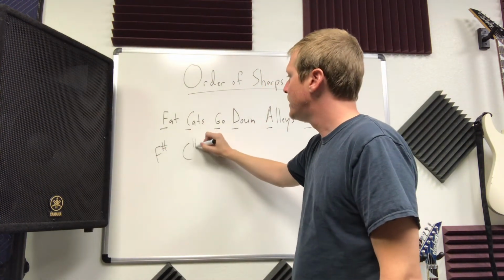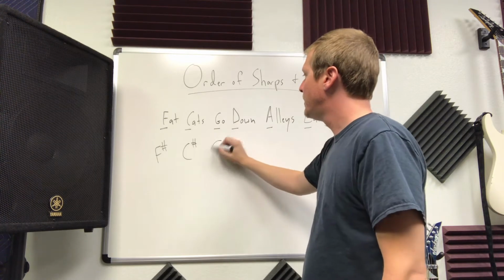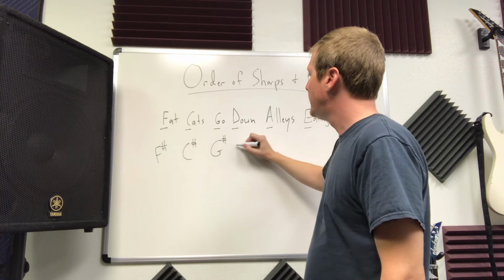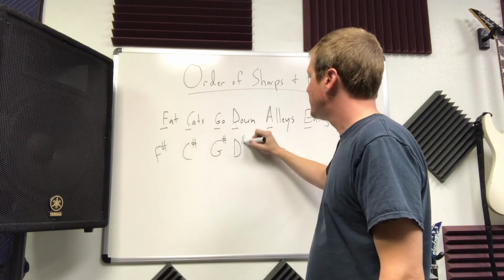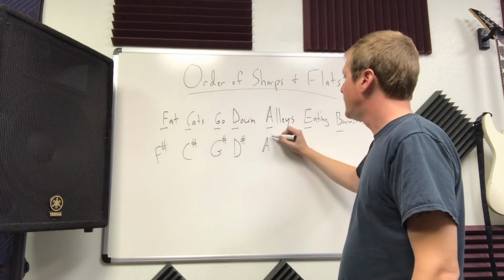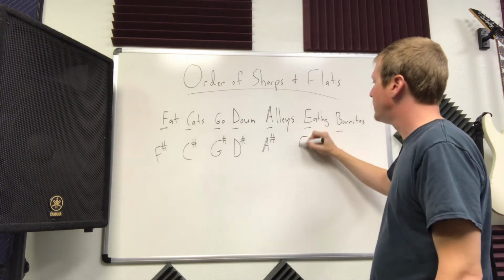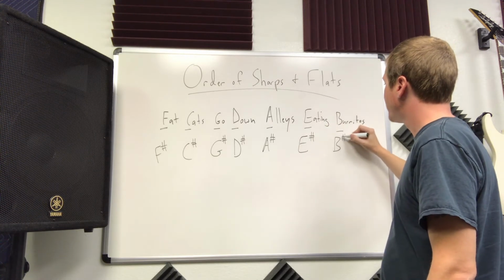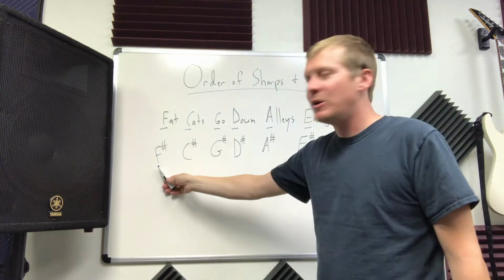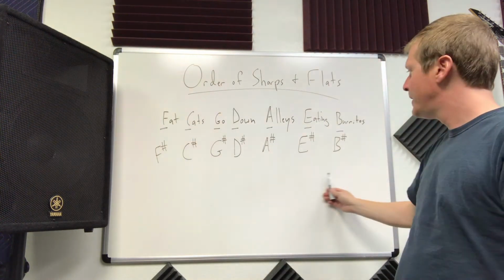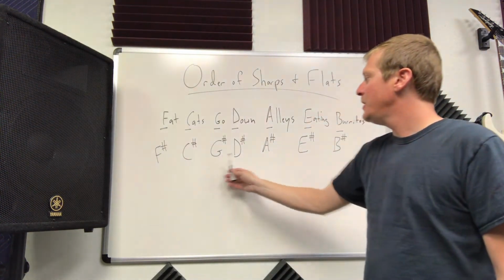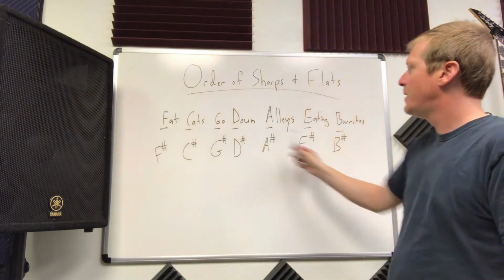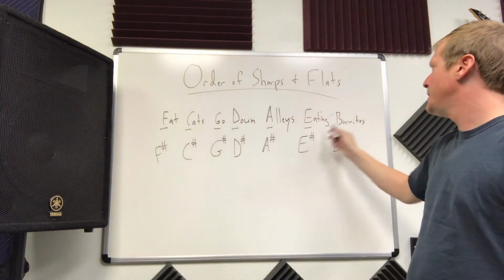C sharp is the next in order, G sharp, D sharp, A sharp, E sharp, and B sharp. So this is the order of sharps: F, C, G, D, A, E, B. Fat cats go down alleys eating burritos.